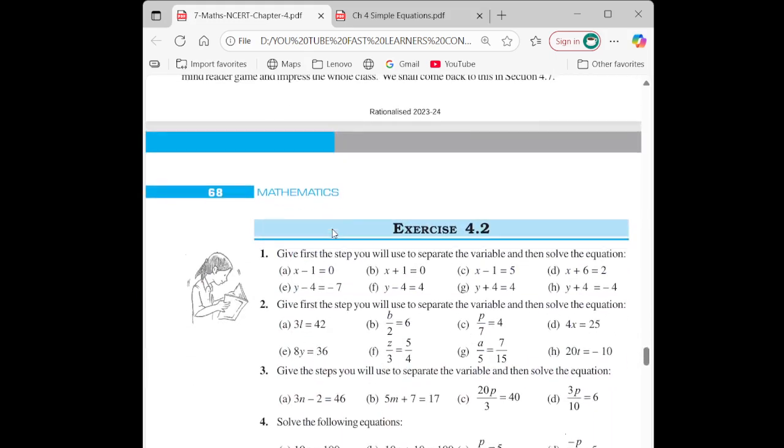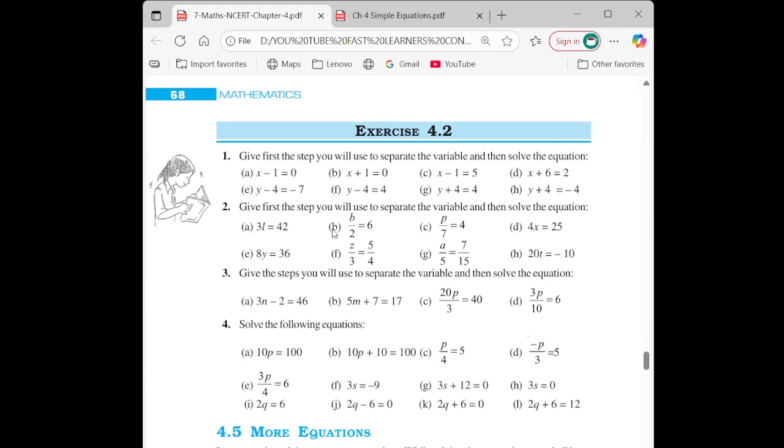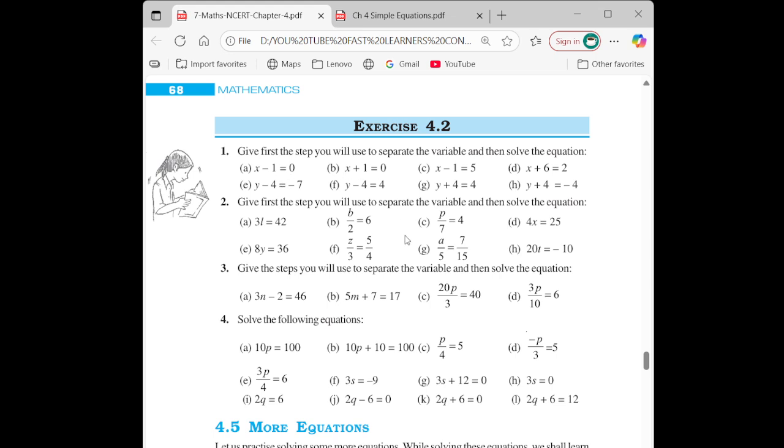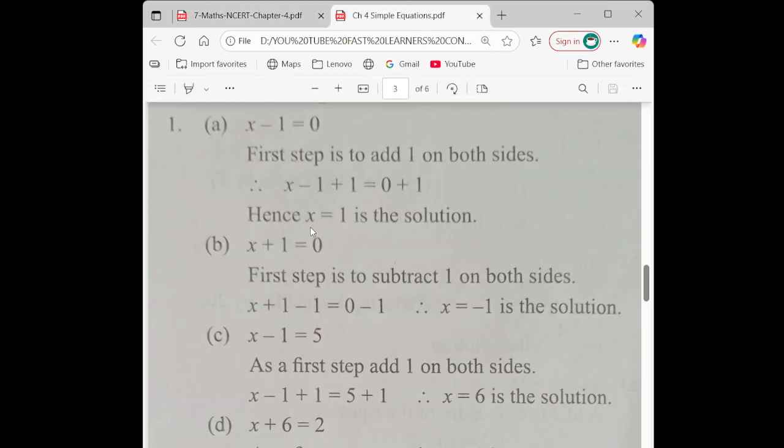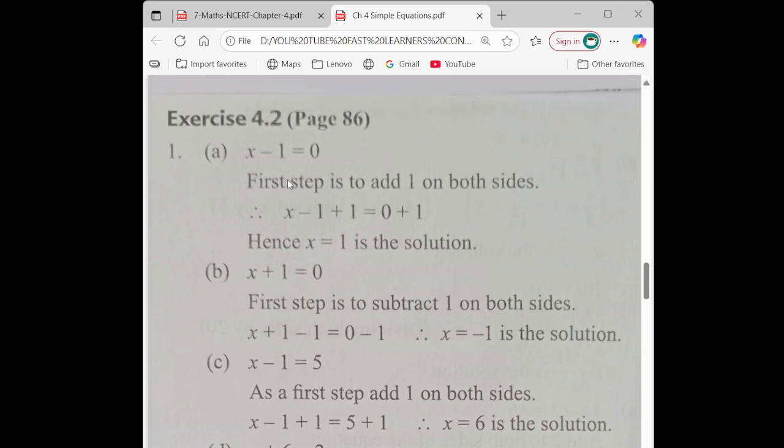So, see, here we have to find out all these variables. See, x minus 1, we want to find out what is x here. So here my x minus 1 is given. So what we will do? We will just add plus 1 on both the sides. So this plus 1 minus 1 will become 0. Answer: x is equal to 1.